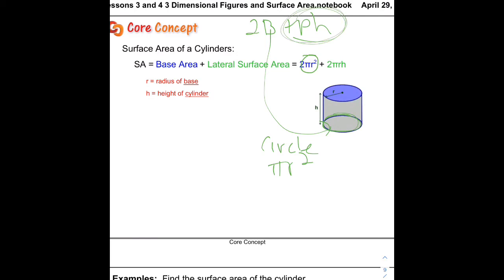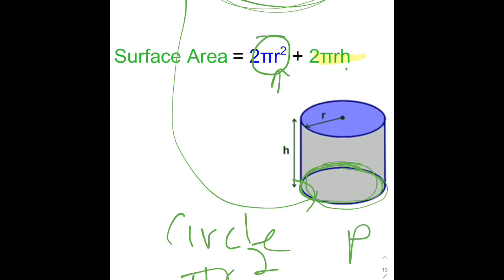Furthermore, when you talk about perimeter times height, if you're wondering, why do we have 2 pi rh? That's because the perimeter of a circle is actually circumference, and that's 2 pi r times the height. So that's where that formula comes from. When you do the surface area of a cylinder, you basically need the radius and the height.